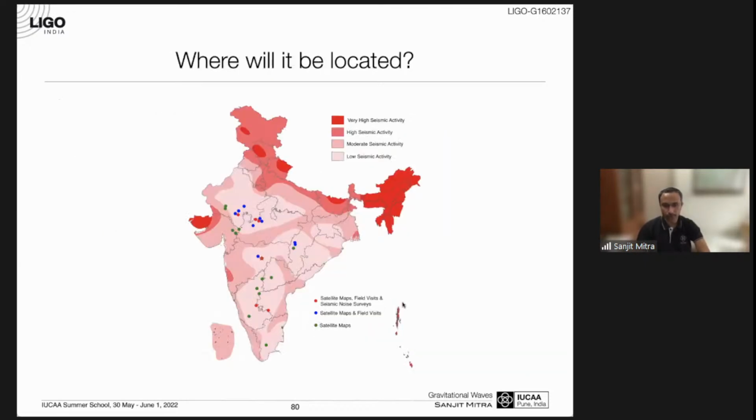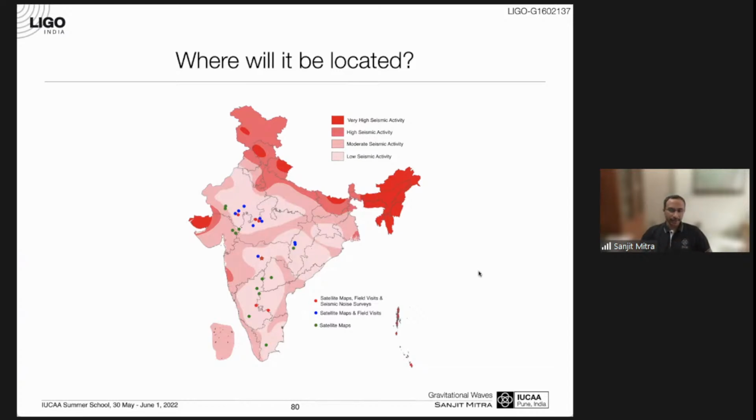So what are we going to do about it? The primary site will be located at Hingoli in Maharashtra. Several sites were visited and surveyed for the detector.